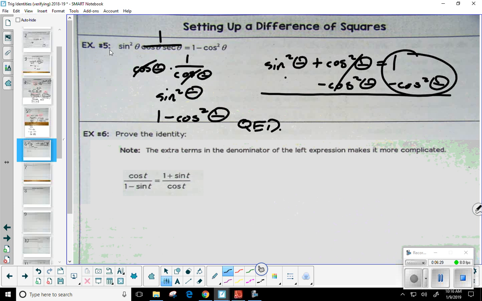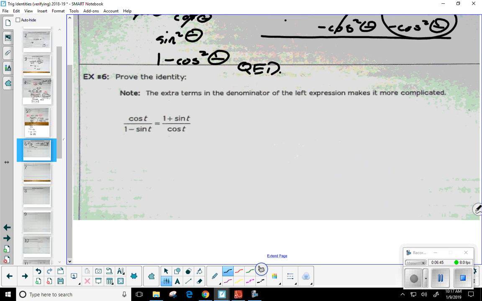Okay, well, let's try number 6. The extra terms in the denominator on the left expression make it more complicated. Now this one, actually, you could work either way. You could work the right or the left. It does hint at the left, so why don't we start there. Cosine of t over 1 minus sine of t. I'm taking this expression, and I want to end up with 1 plus sine of t over cosine of t. So I'm looking for anything that can help me.